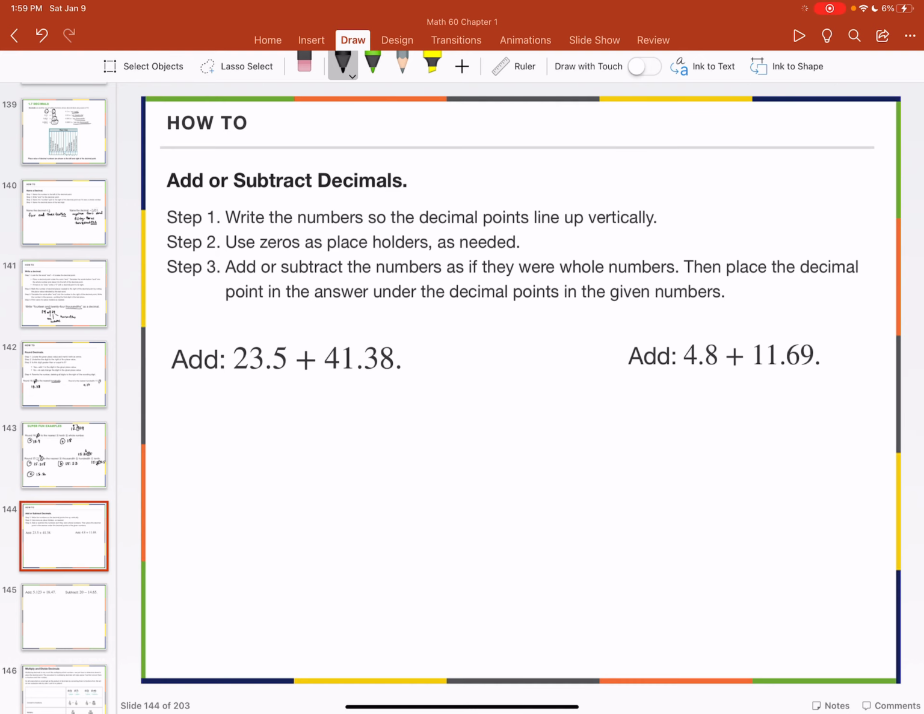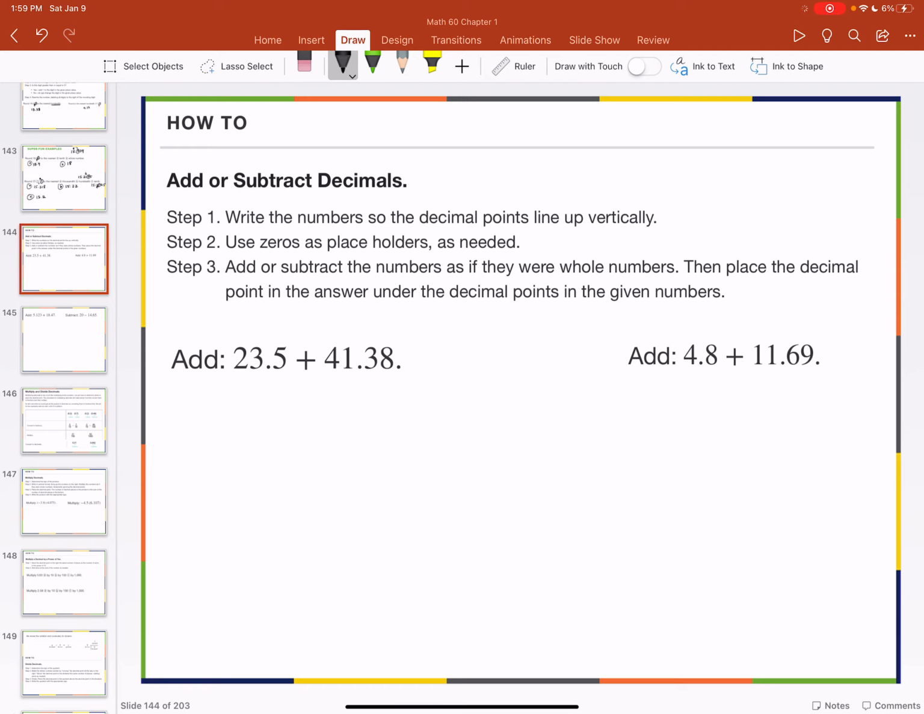Now, how do we add or subtract decimals? We line them up. We use zeros if necessary, and then we add or subtract as if they were whole numbers, and then we bring the decimal point down. So let me show you.